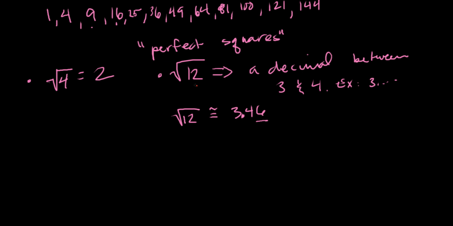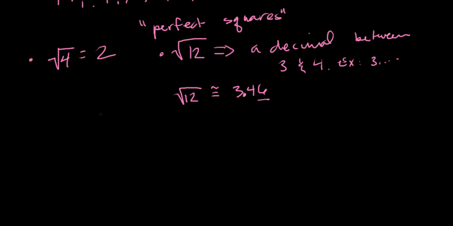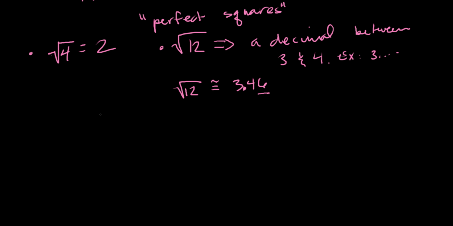So let's actually do some. I'm hiding the perfect squares. So now if we say, okay, let's do the square root of 81. Hopefully you recognize 81 as being a perfect square. And hopefully you know that 9 times 9 gives you 81. So therefore the square root of 81 is 9.